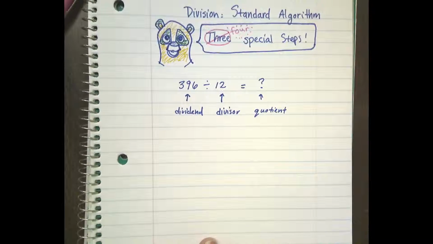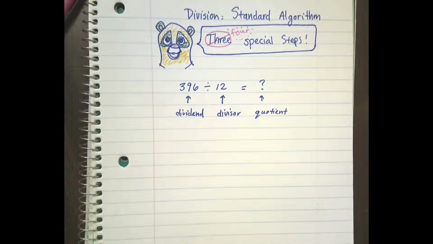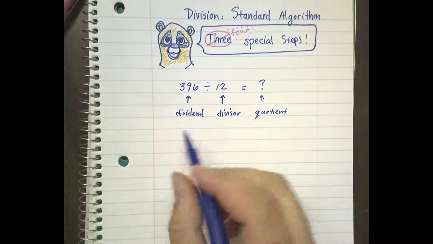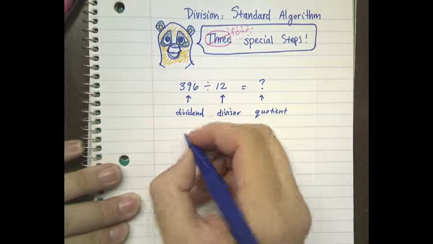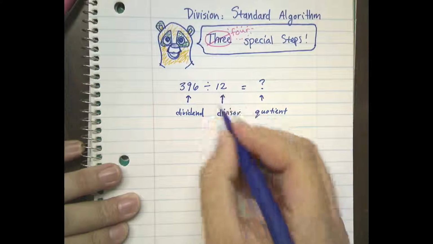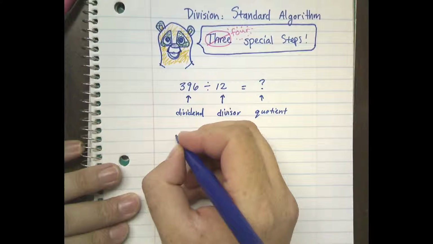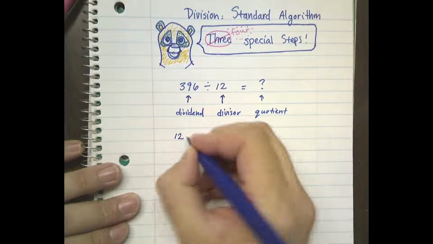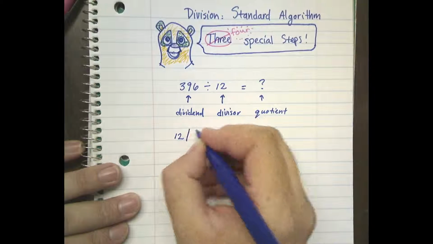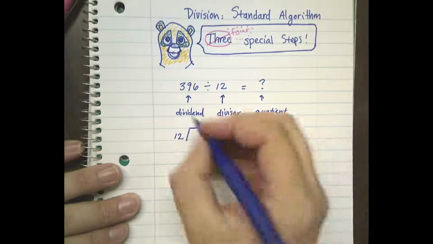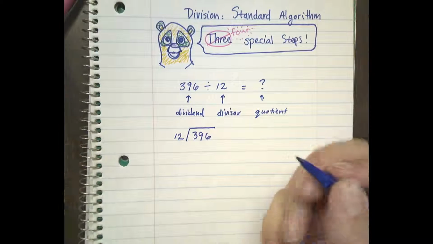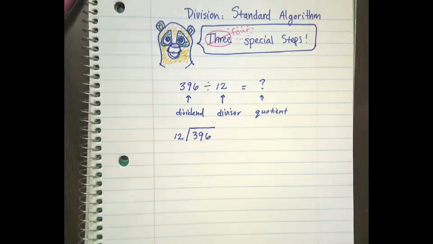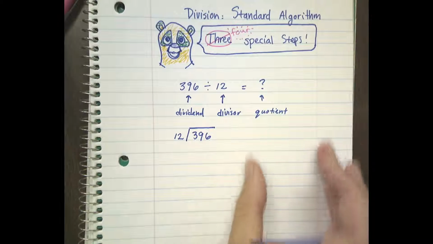So let's work this out in the standard division algorithm. You've seen problems like this before, I'm sure. We take the divisor and we always put it on the outside right here. So here's the 12. It's going to be out here. We build a little house and we put our 396 right on the inside. Okay, so we're going to go over some steps, and I'll write those down right over here.